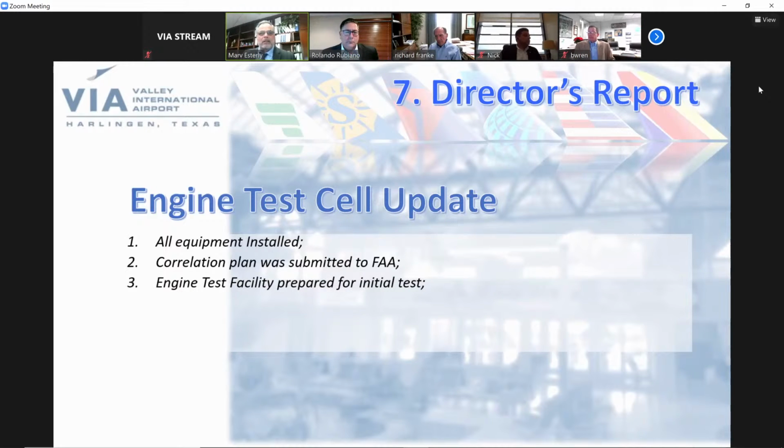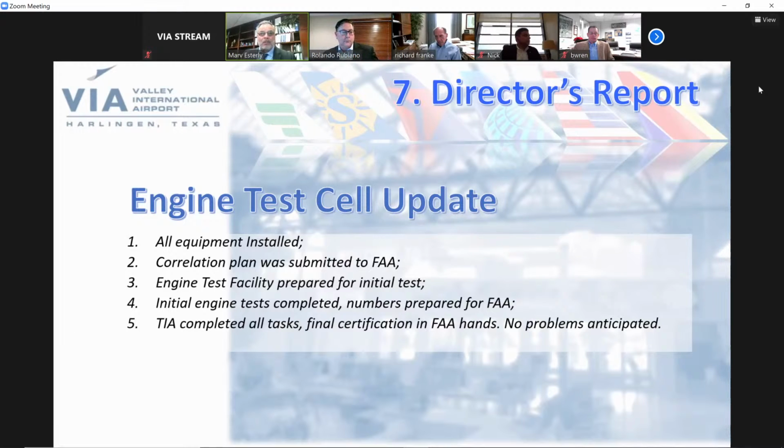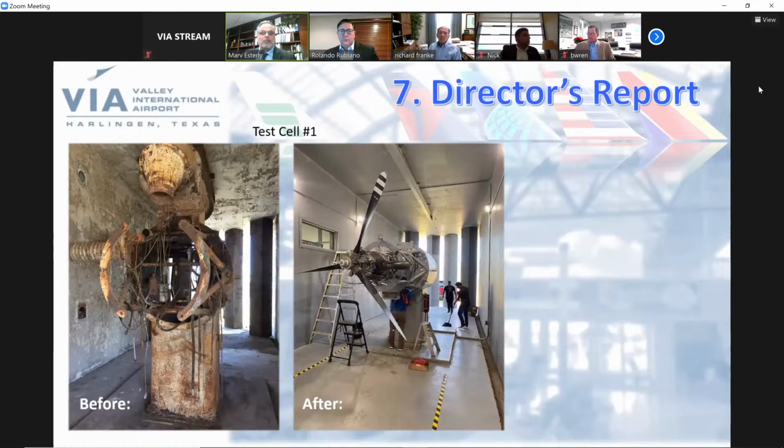The engine test facility has been prepared for initial test. We got that done, ready to go. The initial engine test completed over the last couple of days. The numbers were prepared for the FAA to go along with the correlation plan. TIA has completed all tasks. Final certification is in the hands of the FAA at this point. No problems are anticipated, as all the equipment is the exact same equipment that is used in most military facilities. So we're expecting the FAA to come back and bless it any day at this point.